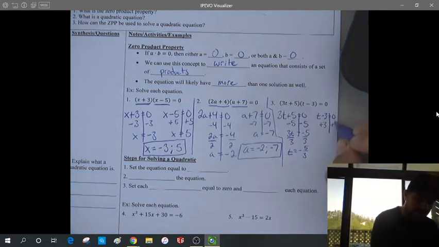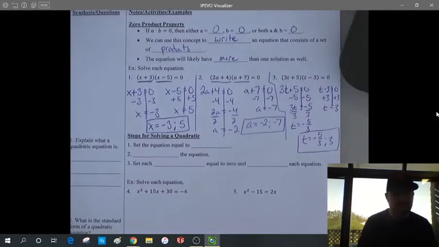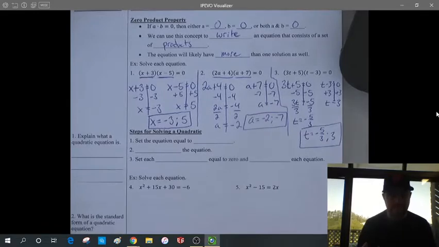Or add 3 to both sides over here. And t equals positive 3. So t could be equal to negative 5/3 or positive 3. Okay, so that's the idea of the zero product property. If you have two things being multiplied together and you know it has to equal 0, well then either one of those two things can be 0 and it'll make the whole thing 0.